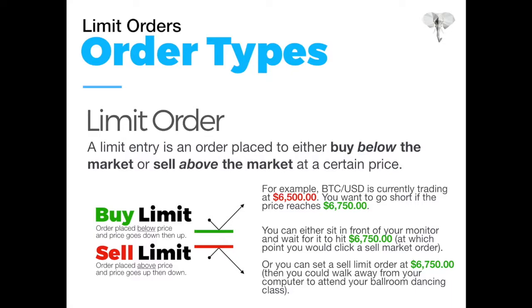It doesn't happen. To the left, we have a little diagram of what it looks like. So a buy limit, an order is placed below the price, and then the price will actually go down, hit that buy limit, and then go back up. Similarly, we have a sell limit, an order placed above the current price action, and price will go up, hit that sell limit, and then come back down. So that's just a quick little diagram to kind of explain a limit order. This is something that I use consistently when I'm trading as well.